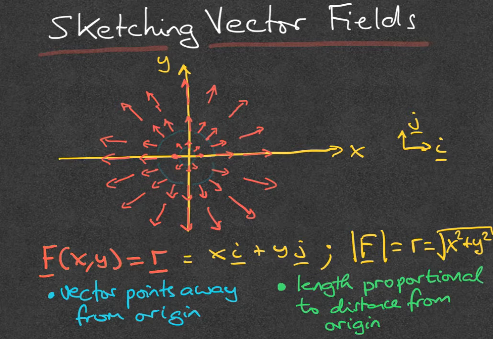So this is a vector field, and this is the vector field for F is equal to r. So on the next slide, I'm going to write down some vector fields, ask you to have a go, and then afterwards I will give you some rough sketches of what they should look like.